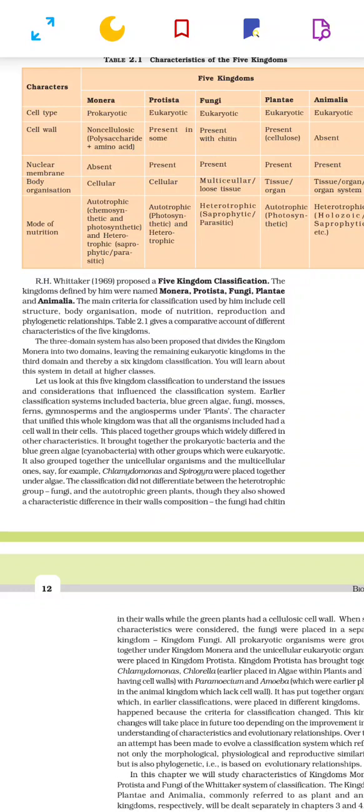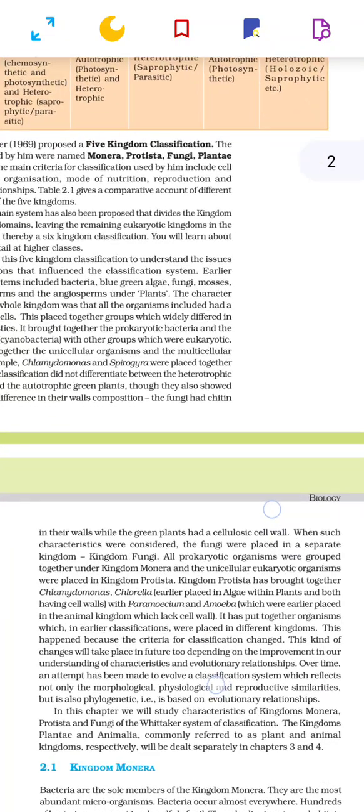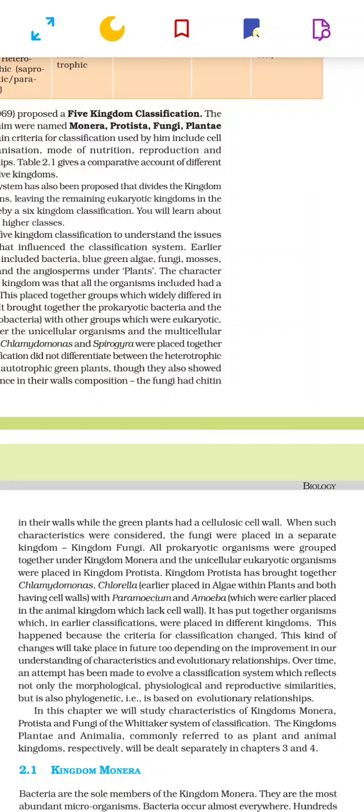It also grouped together the unicellular organisms and the multicellular ones. For example, Chlamydomonas and Spirogyra were placed together under the algae. The classification did not differentiate between the heterotrophic group, fungi, and the autotrophic green plants, though they also showed a characteristic difference in their cell wall composition: the fungi had chitin in their cell walls while the green plants had a cellulosic cell wall. When such characteristics were considered, the fungi were placed in a separate kingdom, that is, kingdom Fungi.